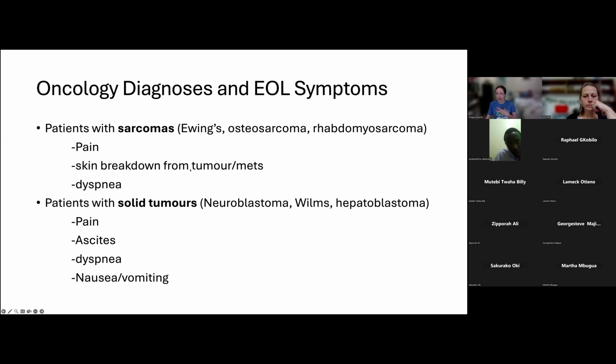Sometimes it grows and the skin gets broken down. We get a malignant wound. And if it's in the lungs or in the chest, then we're going to get dyspnea, or we might get metastatic disease, meaning spread to the lungs, which causes dyspnea.